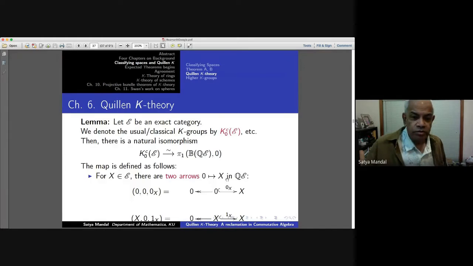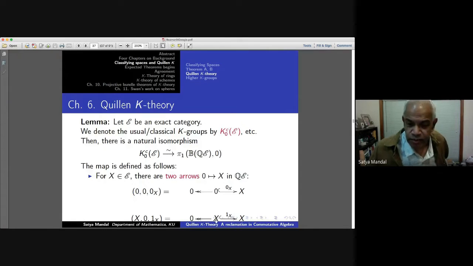So then, and that's important. So I said that from classical K-theory, K0, the Grothendieck group, to pi 1 of this classifying space of this Q category, there is an isomorphism. And to do that, I'm using exactly what I just said. You have the map from 0 to X. Okay. That's the 0 map, of course.